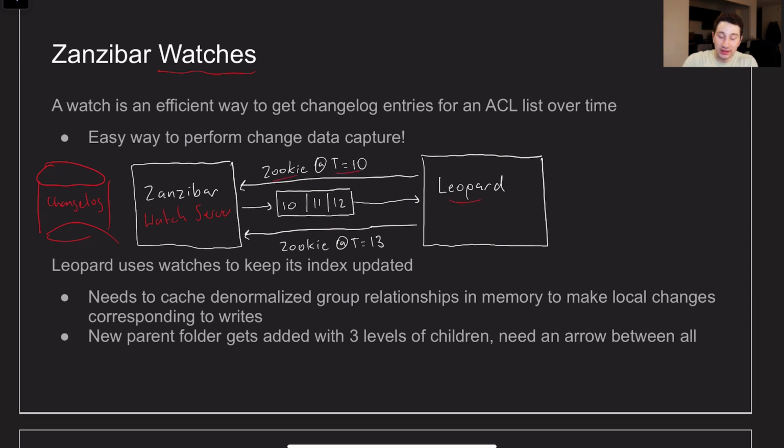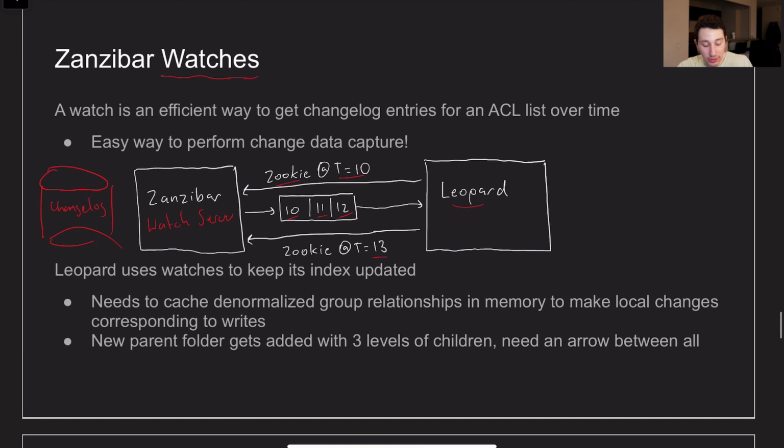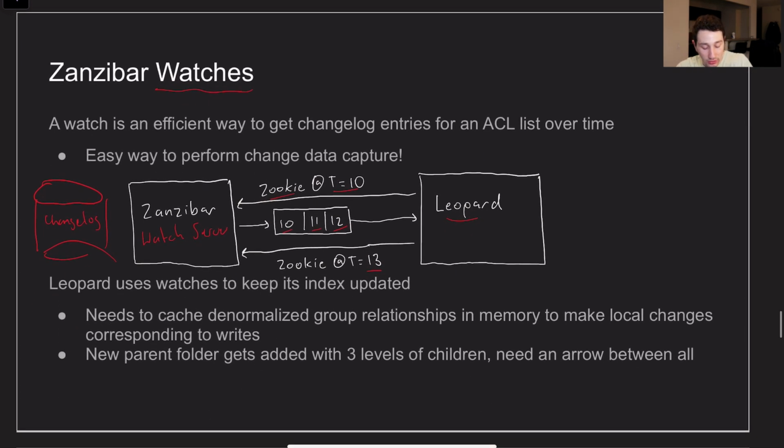All I'm doing if I'm Leopard is I'm providing a Zookie with a certain timestamp. So then Zanzibar is going to return me all of the entries that have come including and after that timestamp. So in this case, it'll say, ooh, I see log entries 10, 11, and 12. And then Leopard is now going to say, okay, well, if you've returned me entries through 12, now I'm going to provide you another heartbeat Zookie now that I've processed all of those, this time at 13. And if there are entries that correspond to these, it'll pass them back. So maybe it'll be 13, 14, 15. And then it'll continue this process of passing all of these Zookies.